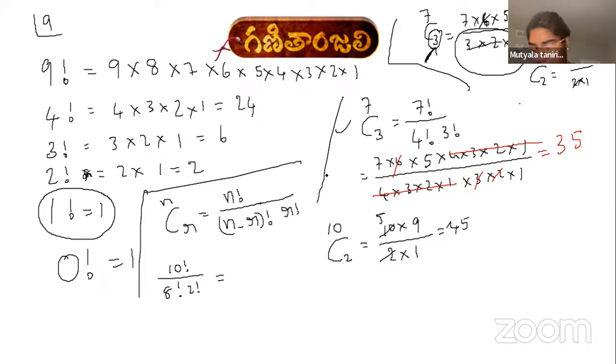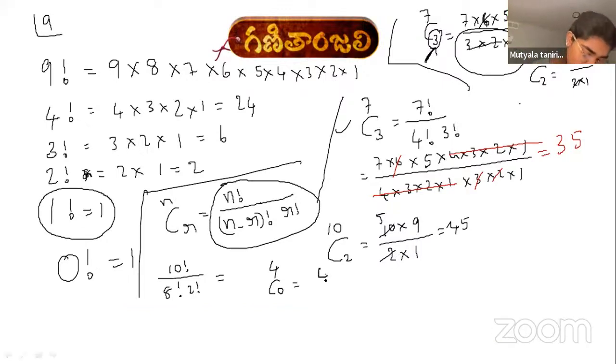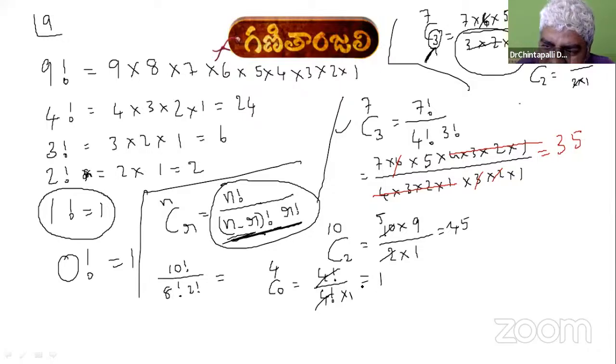Now there are some special cases. What's the value of 4C0? Use the same formula. 4 factorial by (4 minus 0) factorial, that's 4 factorial, into 0 factorial, which is 1. The 4 factorial cancels. The final answer is 1. That means 4C0 is equal to 1.